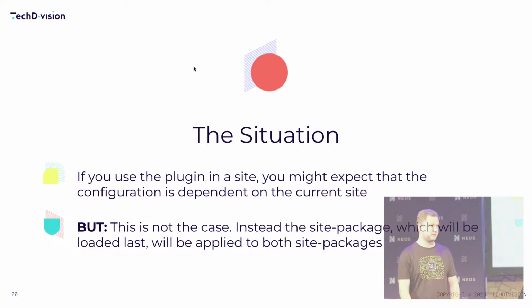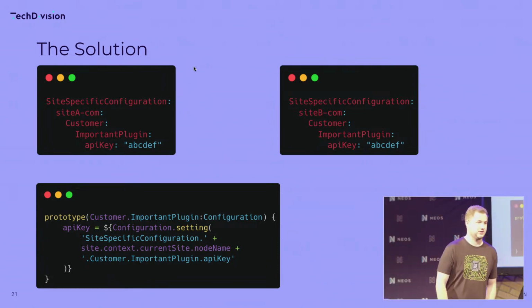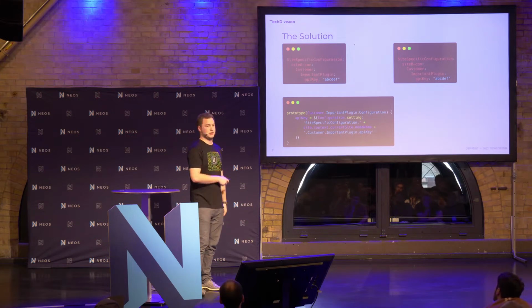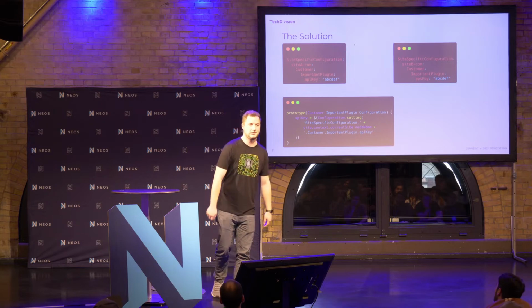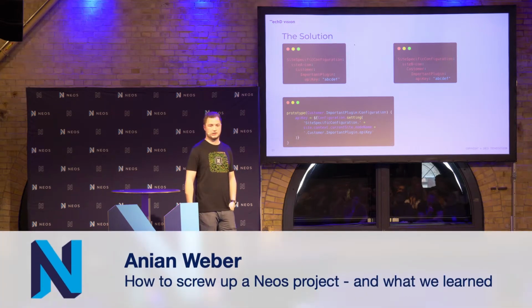So how do we usually solve this problem? We create, it's just an arbitrary name, site-specific configuration. As you can see, we have these site-specific configurations where we specify which site, and then again the same configuration as before, and for the other site as well. We then simply manipulate or extend the configuration value that we want to get with the current site node name. Maybe it's a workaround, but I think that in this way it is quite clear where this configuration is coming from.